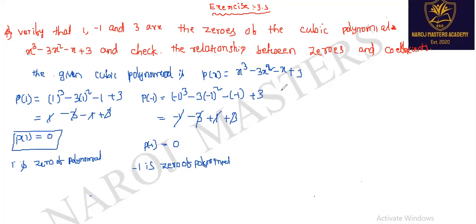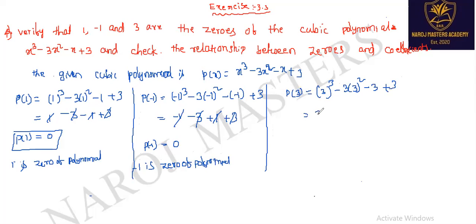Now check whether 3 is a zero of the polynomial or not. P of 3 equal to 3 cube minus 3 into 3 square minus 3 plus 3. So here 3 cube, and minus 3 into 3 square is minus 3 cube, minus 3 plus 3. So plus 3 minus 3 cancel, minus 3 cube plus 3 cube cancel. Again here 0. P of 3 is 0, means 3 is a zero of the polynomial.